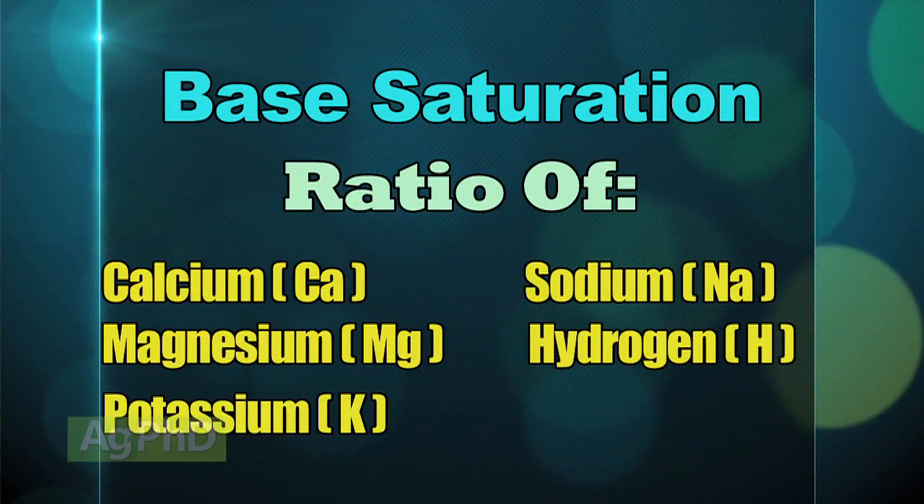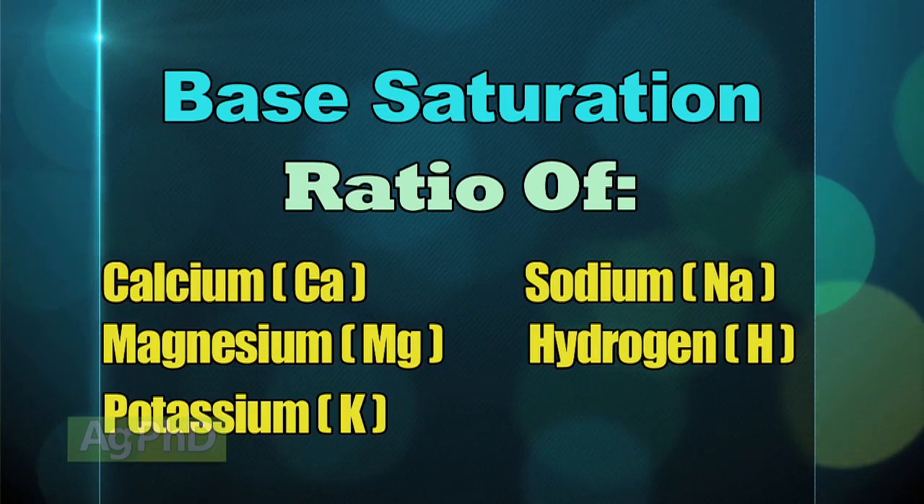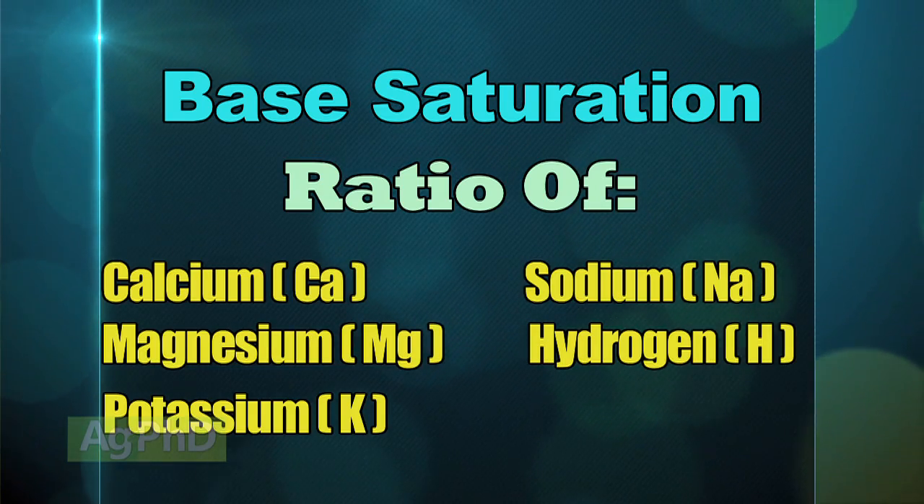If you're not getting a base saturation test done, you need to switch labs, or you need to request from your lab that you get this test run. And again, base saturation is the ratio of 5 different nutrients. It's calcium, magnesium, potassium, sodium, and hydrogen.